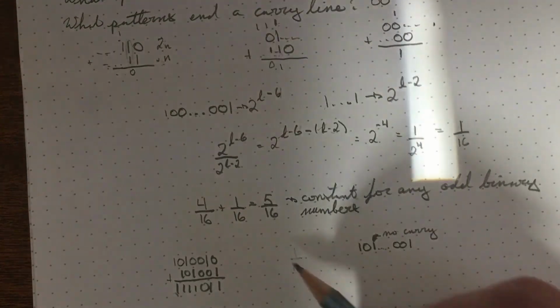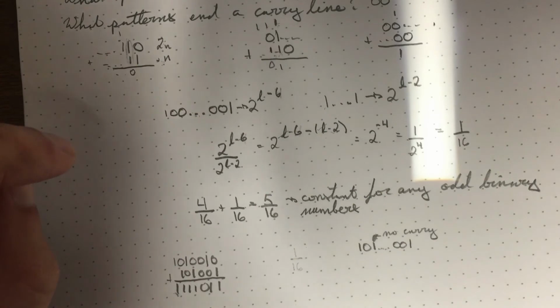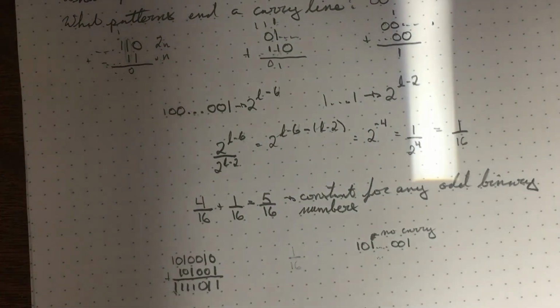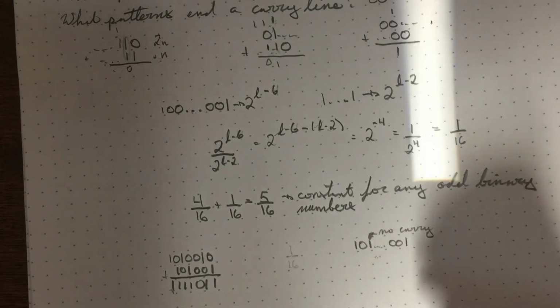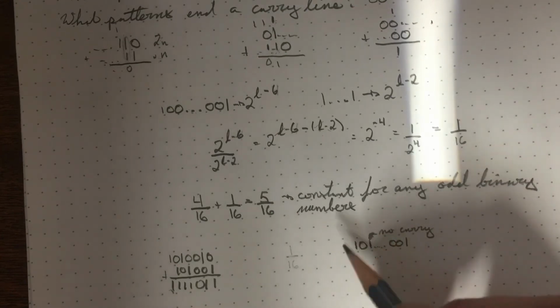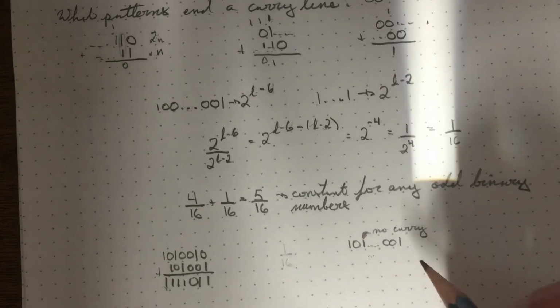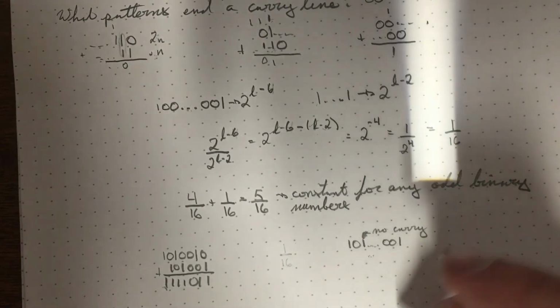So aside from that little bit at the end there, I think I'm going to leave this video here. And maybe next time I'll try and write a complete proof showing that there's always some constant fraction of binary numbers that meet this criteria, and then we can increase this 5/16 that we found, which would be pretty cool.